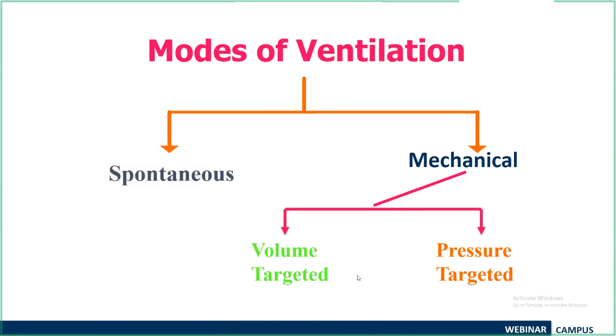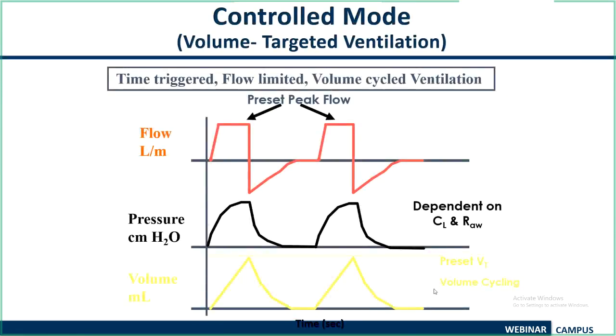From spontaneous, now we move on to the other modes like the volume targeted and pressure targeted, and in that also we have different modes. So first thing is a control mode. In control mode, I will make it very clear once again. None of the present ICU ventilators are having control mode. The old VCV, PCV, or your IPPV, all those things in different names, it is all assist control modes. None of the ICU ventilators are having a control mode.